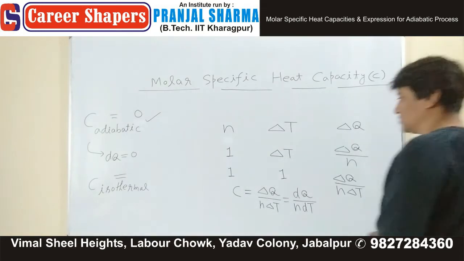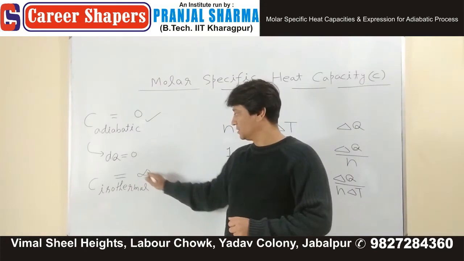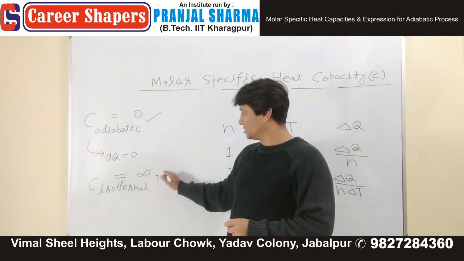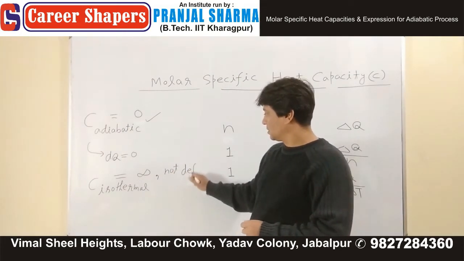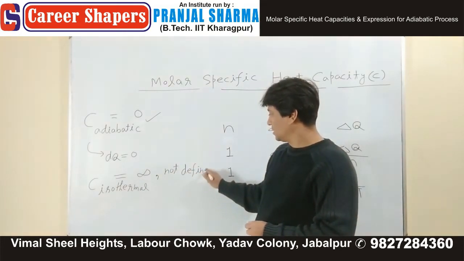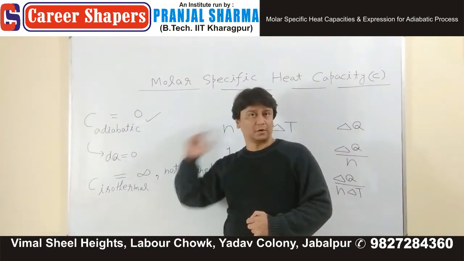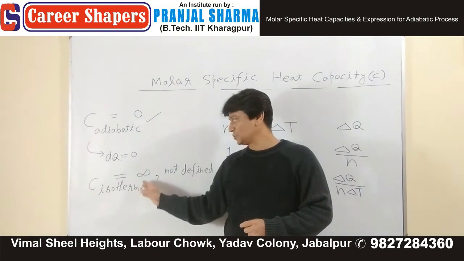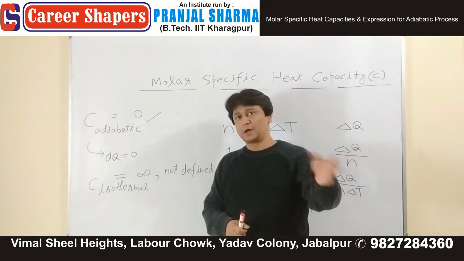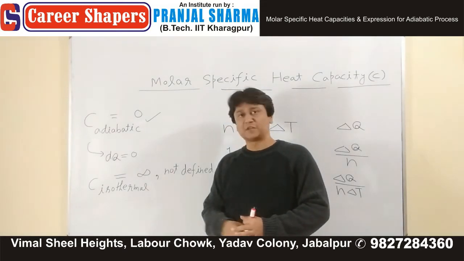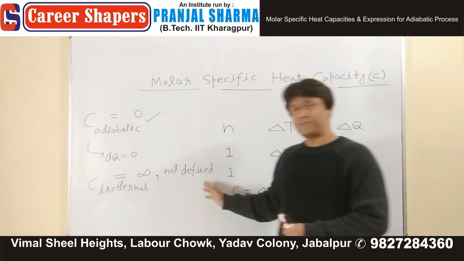Well, there are two ways of answering this. One is infinite and the other is not defined. Both are correct depending on the question. We can take C for an isothermal process as infinite, and that will give us a correct numerical value. Things like 1 upon infinity can be made 0. And not defined, this is also correct.